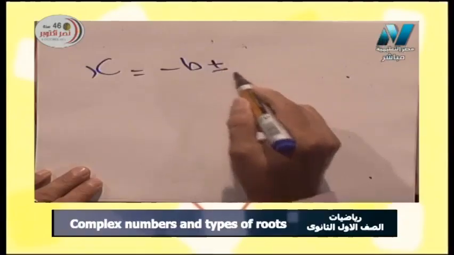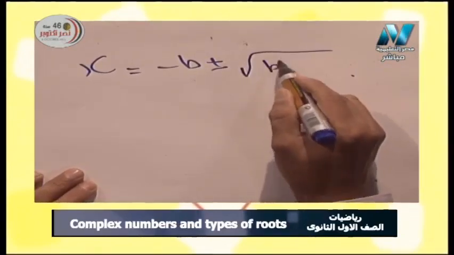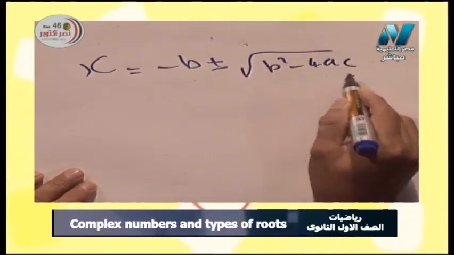And if we have, my dear students, the reason here why, if b power 2 minus 4ac, which is the discriminant, equals 0, the two roots will be equal and real. Let's see another example. We have x equals negative b plus or minus square root of b power 2 minus 4ac over 2a.